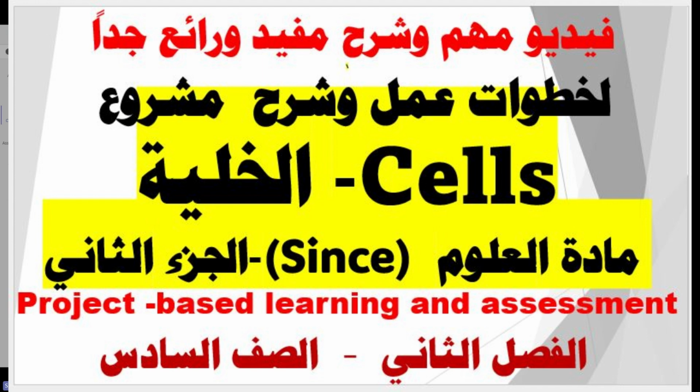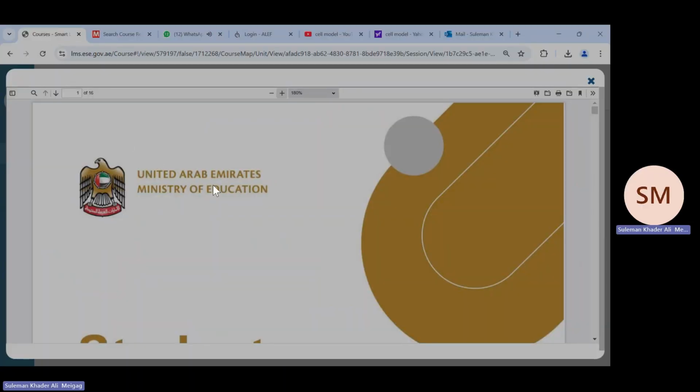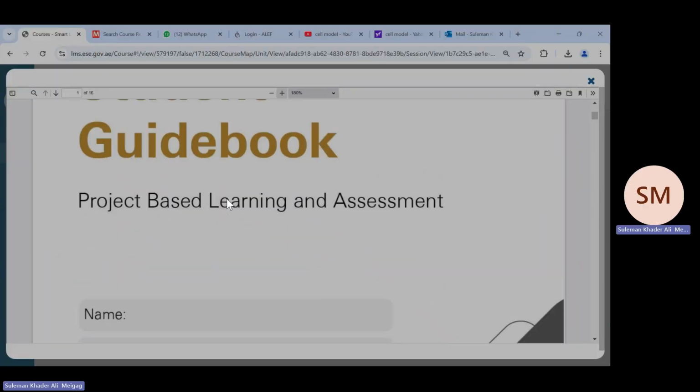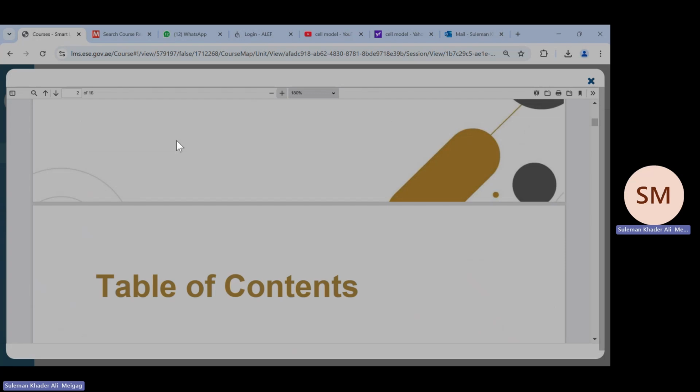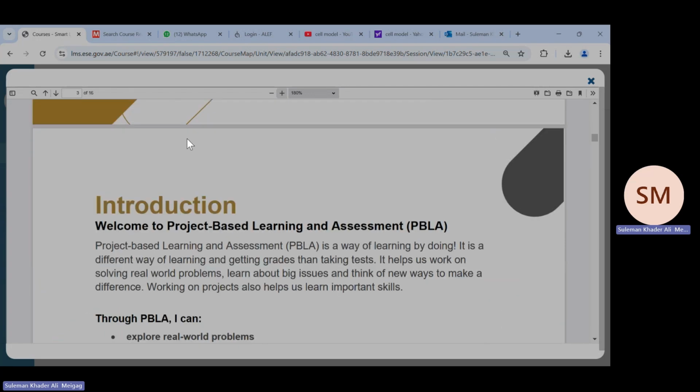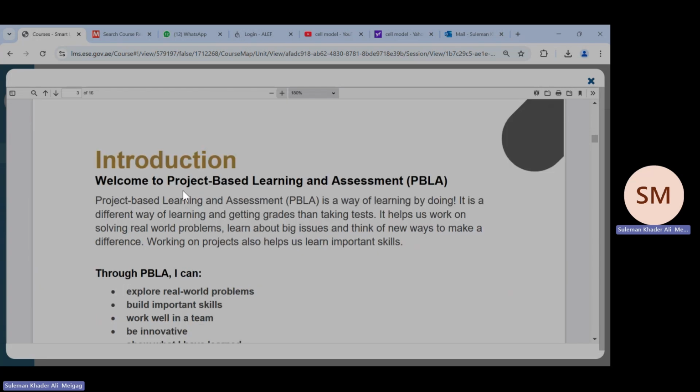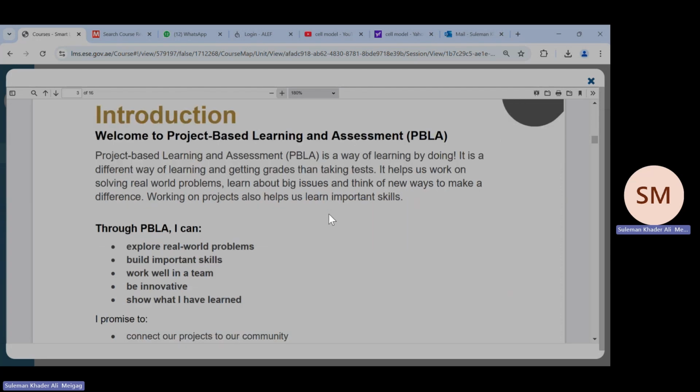Okay, so I will quickly show you what the Wazara is expecting from you. So this is the student guidebook, which is in your malaf, in your folder. So in here, you will write your name and the group name. Then as you go down, it gives you some explanations about what the mashru', the project is. So welcome to project-based learning and assessment. هذا مشروع.